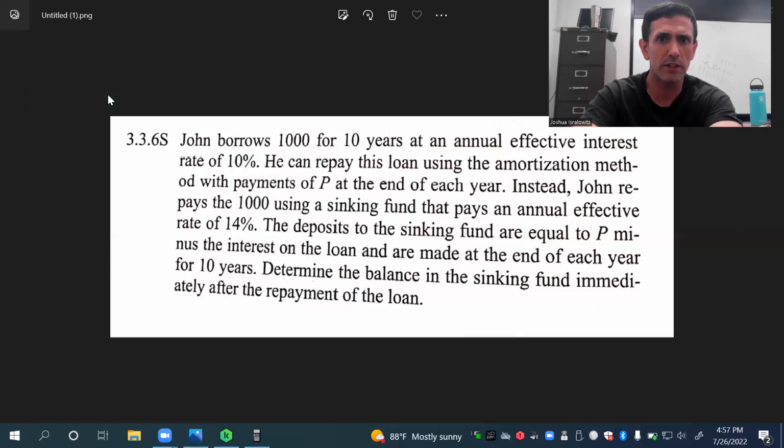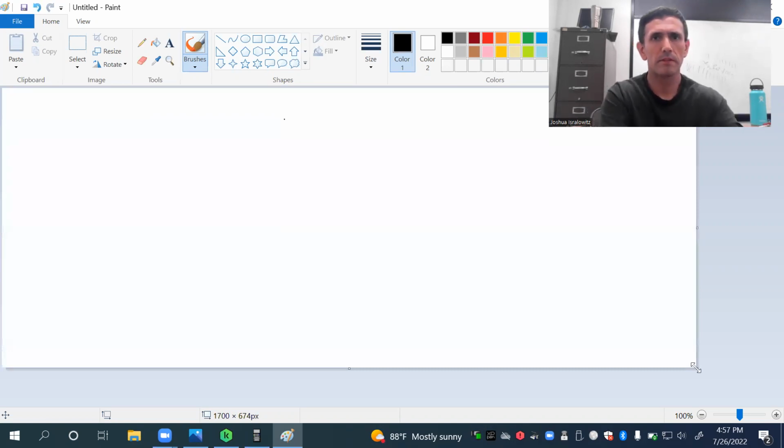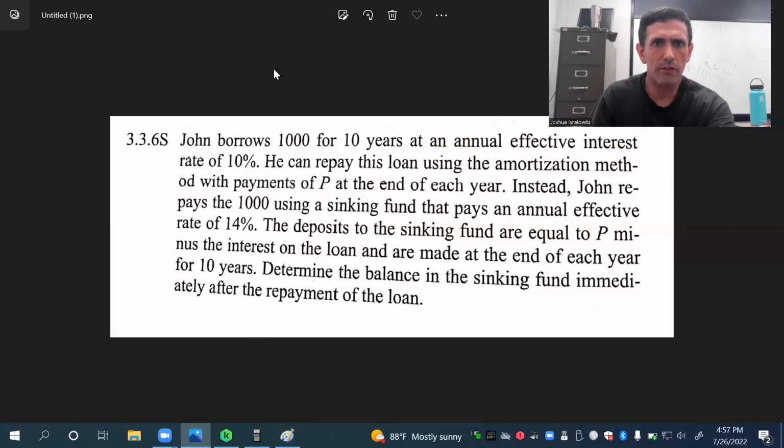If that was a little fuzzy, then let's do the problem. So let's figure out what P is first. John pays off this loan, $1,000, 10 years, at an interest rate of 10%. As we said, this means you're paying off this loan normally with payments of P at the end of each year.